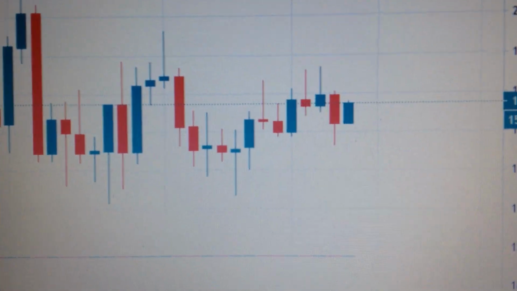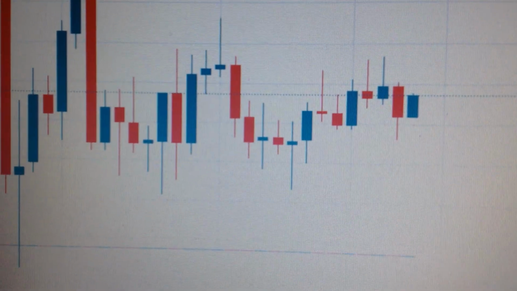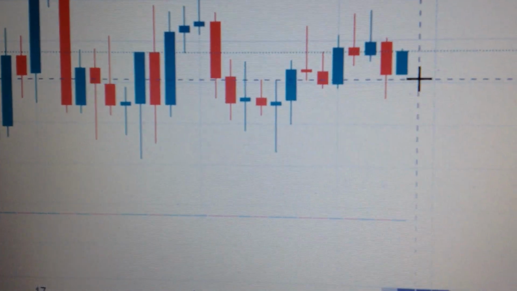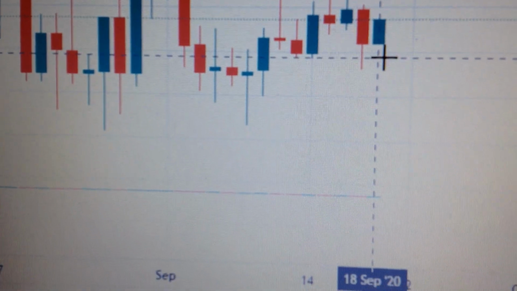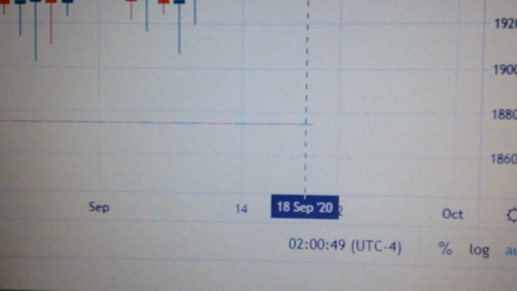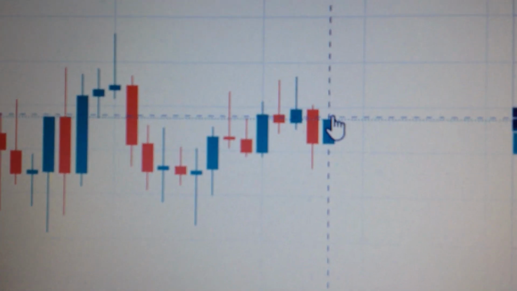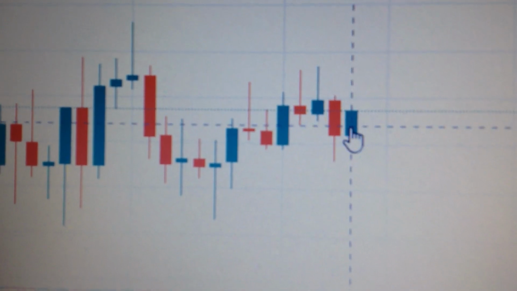Let's take a look at the gold price. We can see today gold formed a green candle here, and this candle has no tail at all, so it shows no hesitation.